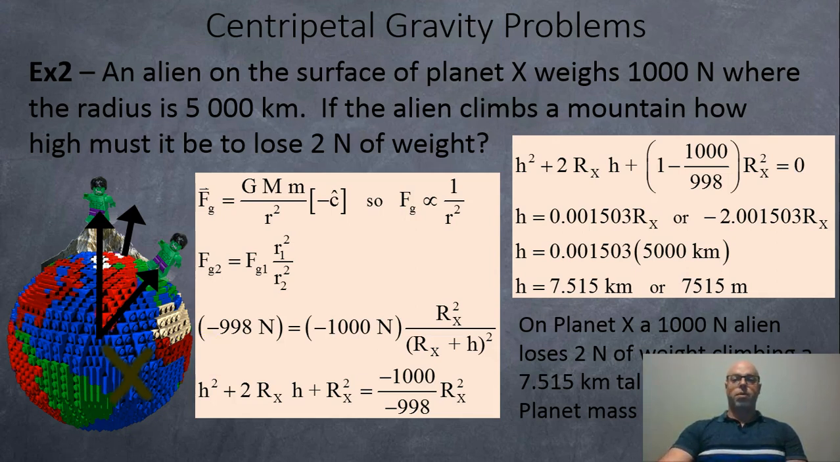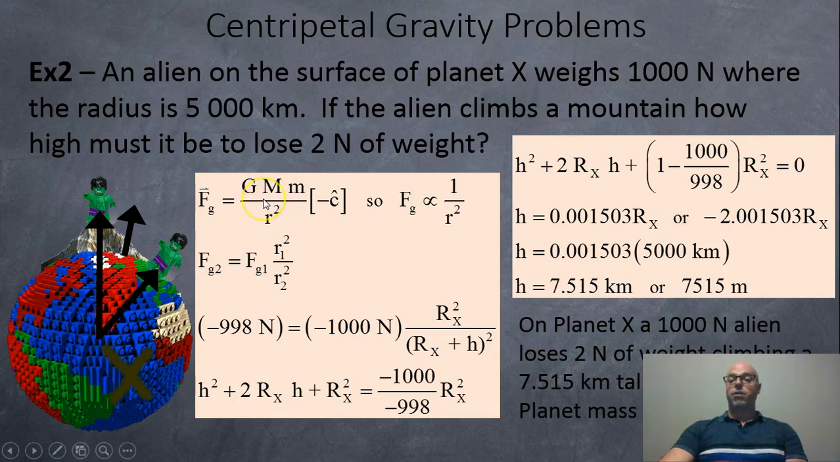So we have an alien. We don't know the mass of the alien. We don't know the mass of the planet. All we know is the radius of the planet and the force of gravity. So in this equation, big M for the mass of the planet and little m, mass of the alien, we don't know these values. So there's not much we can do with this formula.